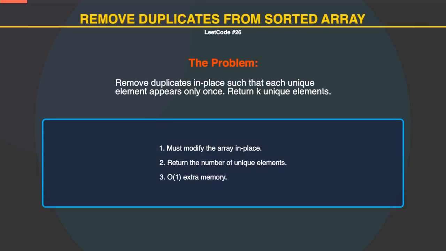Imagine you have an integer array, nums, that is already sorted in non-decreasing order. Your mission is to remove the duplicates in place, so that each unique element appears only once. The relative order of the elements must stay the same. Then, you need to return the number of unique elements, which we call k. Think of this like cleaning up a stack of sorted documents where some are repeated. You cannot just grab a new stack, you have to clean the existing one without using extra space.